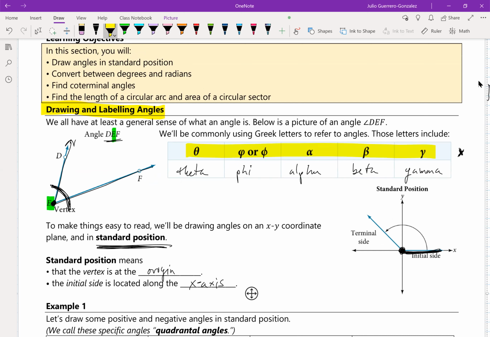So there's this thing called standard position for an angle, right? Where the vertex is at the origin and the initial side is on the x-axis. So what does that mean? It means exactly what it is here. There's my vertex at the origin, and that initial side is along the x-axis. The last bit is what's called the terminal side, which is basically where the angle ends. In this case, it's right there, okay?